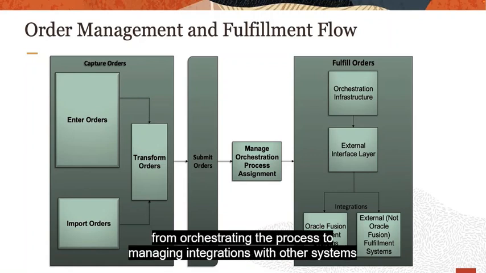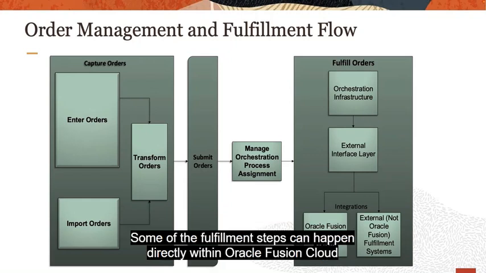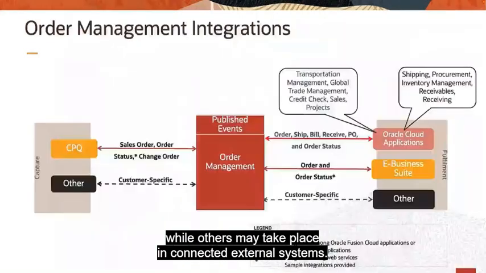The next main phase, fulfill orders, covers everything from orchestrating the process to managing integrations with other systems through the external interface layer. Some of the fulfillment steps can happen directly within Oracle Fusion Cloud, while others may take place in connected external systems.